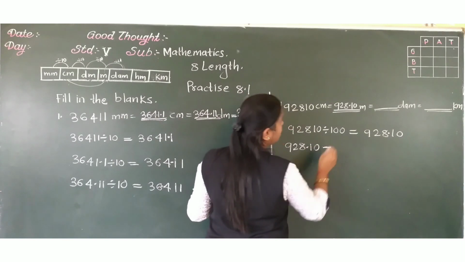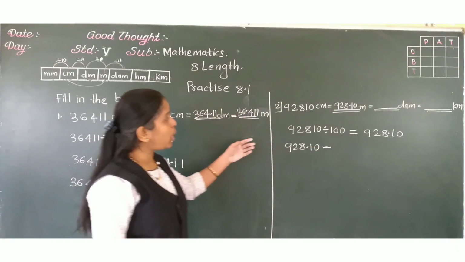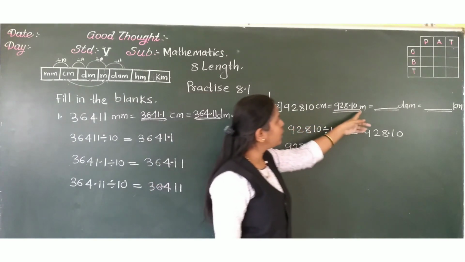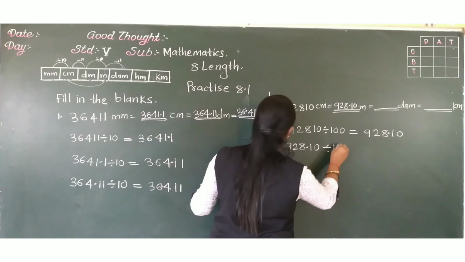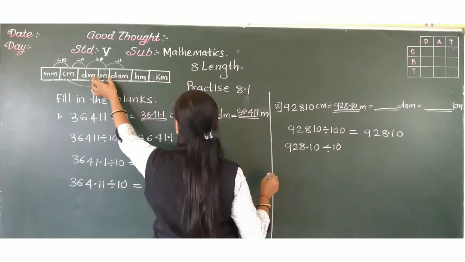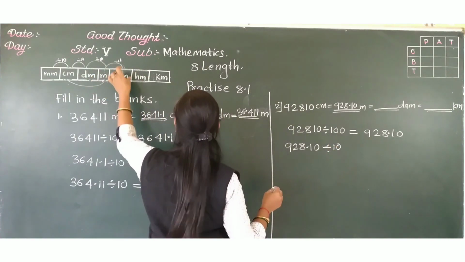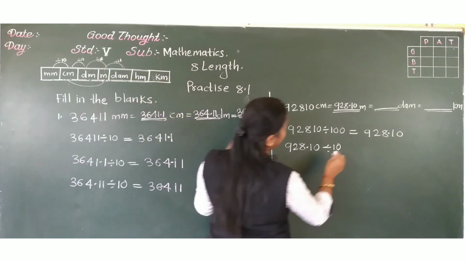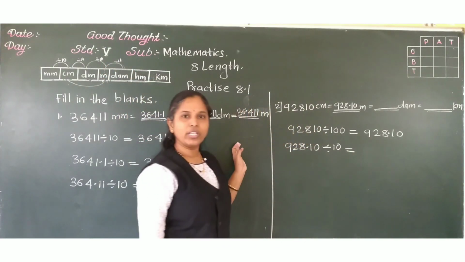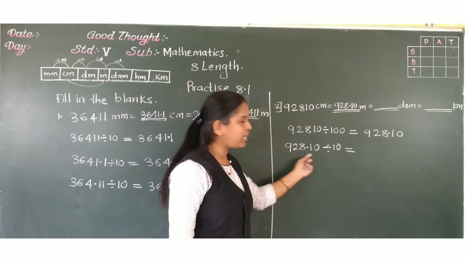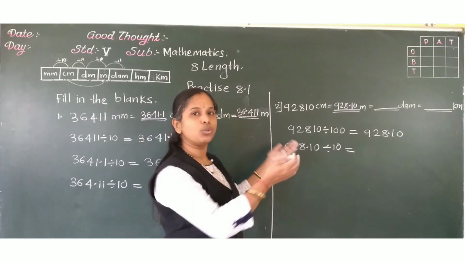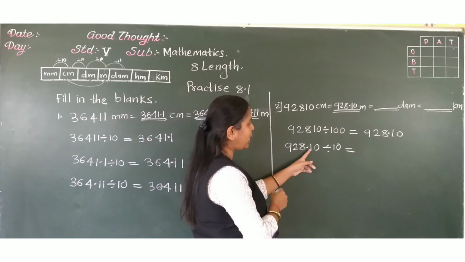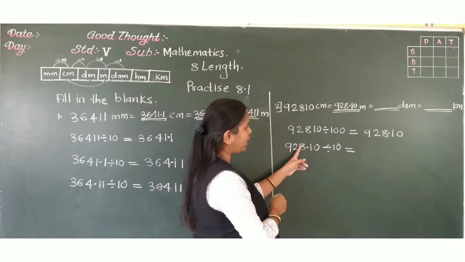So 928.10 meter you have to convert into decameter. Meter to decameter means only divide by 10. Division with 10, so the decimal place will shift by one place to the left side. Earlier it is here, no? So with one place shifting, where will it come?